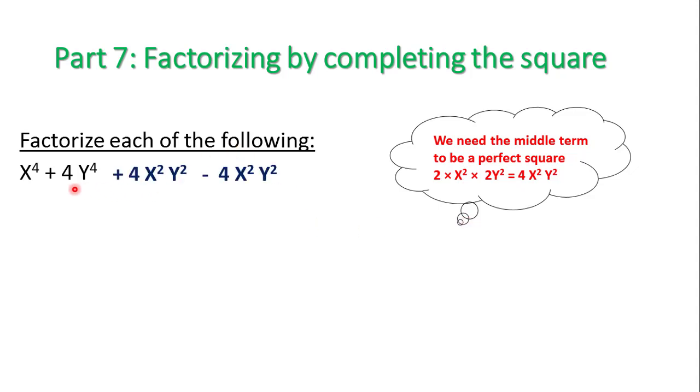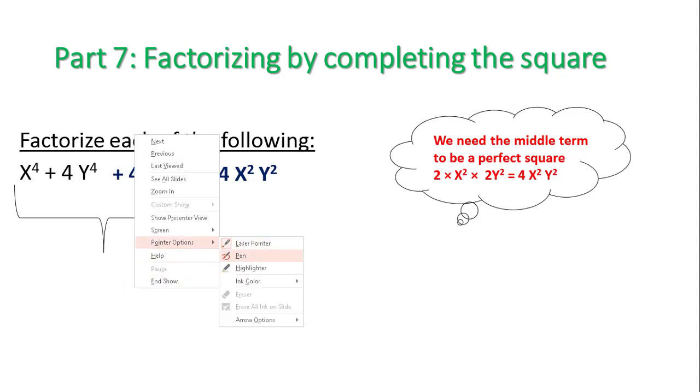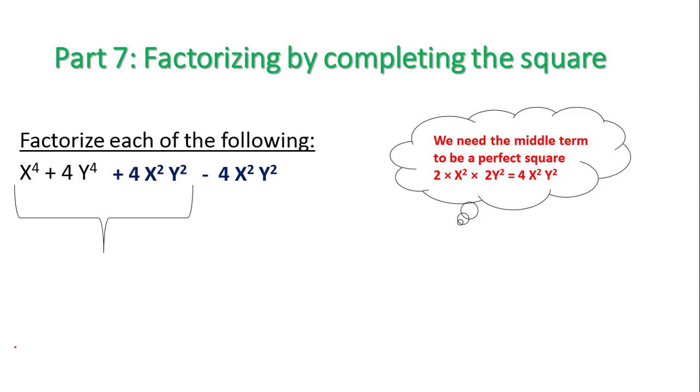Okay, so now x power 4 plus 4y power 4 plus 4x power 2 y power 2, and then minus 4x power 2 y power 2. And as you can notice also, this is also a perfect square. Okay, so this part is a perfect square trinomial. If you want to arrange it, it's okay. This is the first term, this is the second term, and this is the third term. This is a perfect square trinomial.